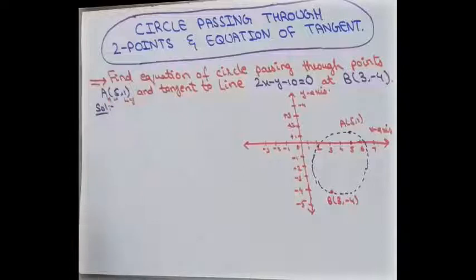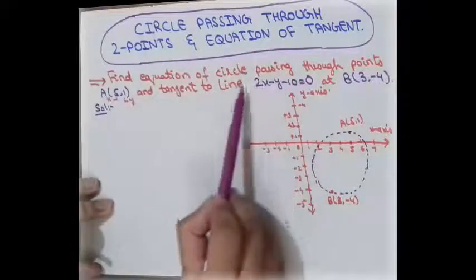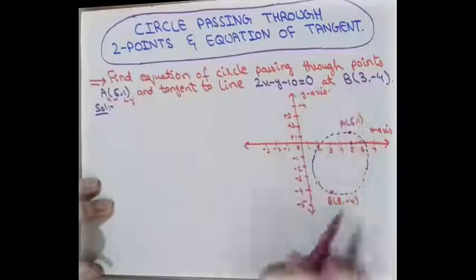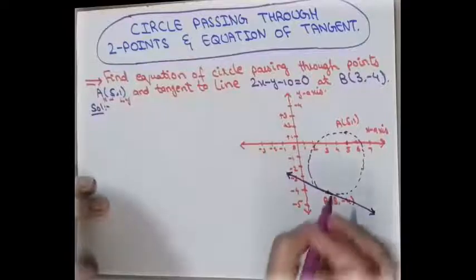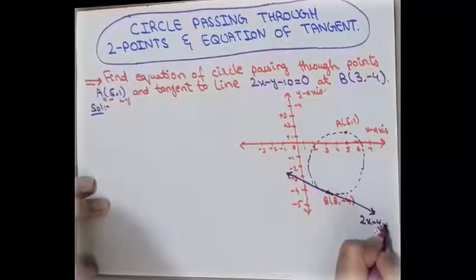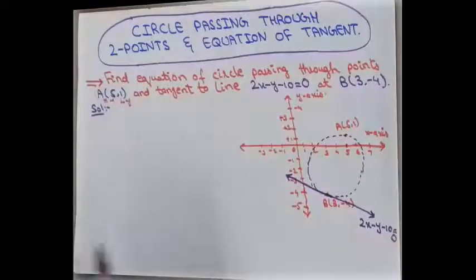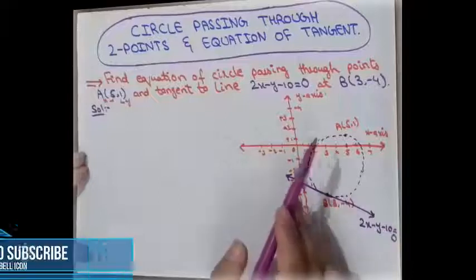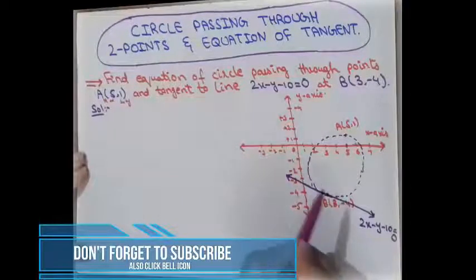And the other thing given is that a tangent line is given at point B. Here is a tangent line at point B, and the equation is given as well, which is 2x minus y minus 10 equals 0. A tangent line is a line in the plane of a circle that touches the circle at only one point, and that line is called a tangent line.